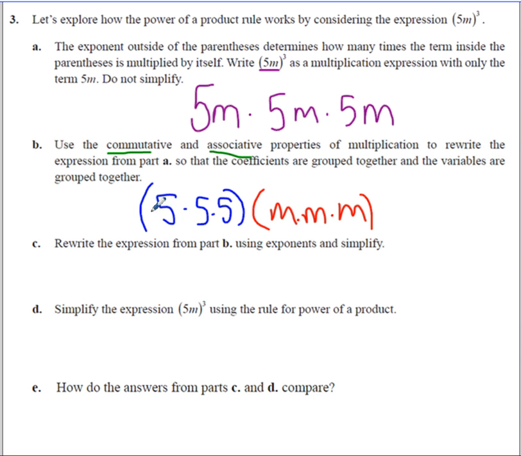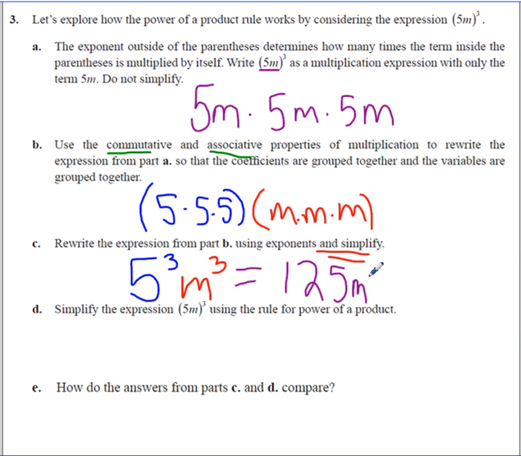So we know we have our invisible 1s here, so 1 plus 1 plus 1 would equal 3. So we have 5 to the 3rd power. And then for our m's, m times m times m is m to the 3rd power. Notice that it says in our directions and simplify. So that means they want us to take the 5 to the 3rd power and evaluate it. 5 times 5 times 5 is 125. And then we have our m to the 3rd power.